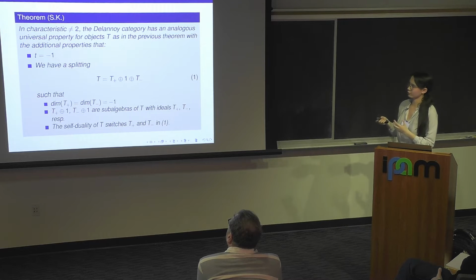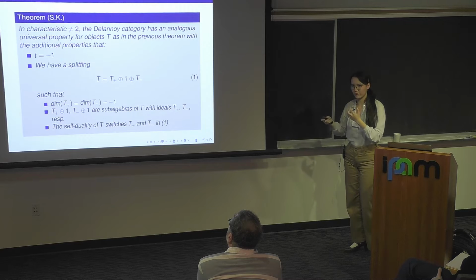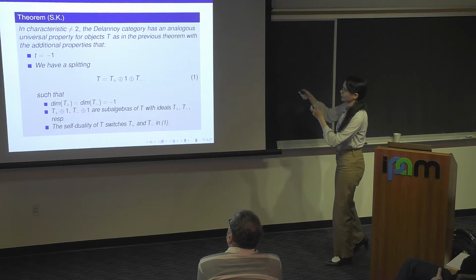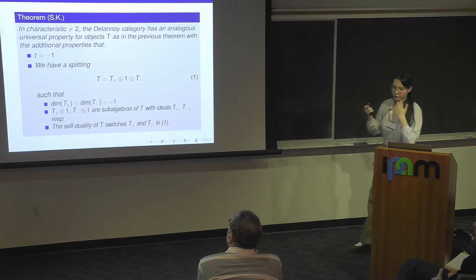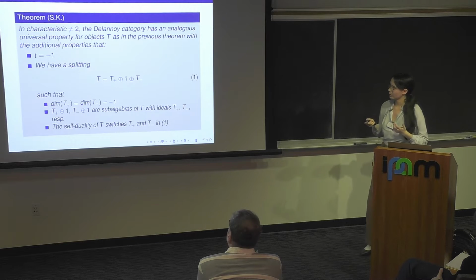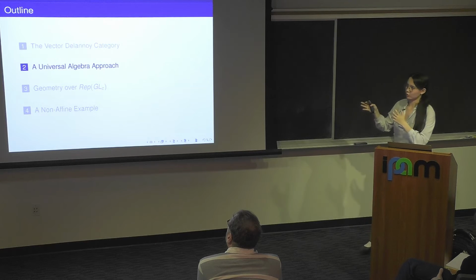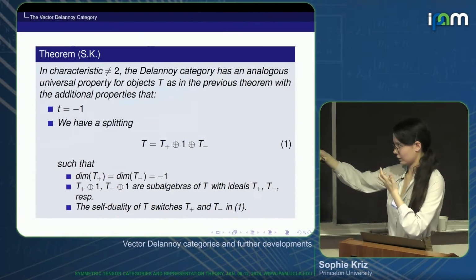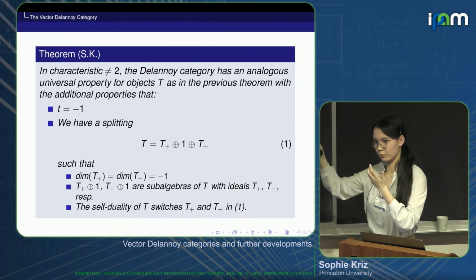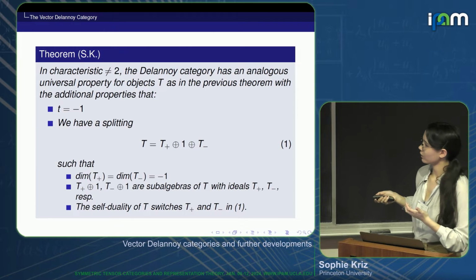So this will somehow capture the data of the Delannoy category and gives us a universality property similar to the interpolation of the symmetric group. So this is one place where studying these vector Delannoy categories led me to, by trying to see that there really is a functor from D to these categories which I constructed.